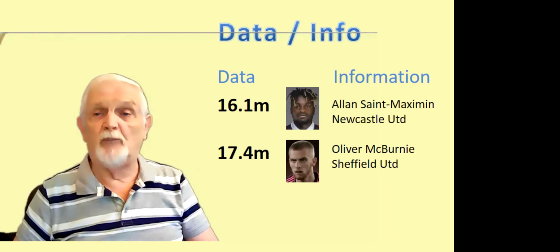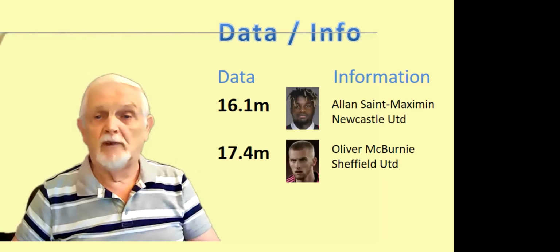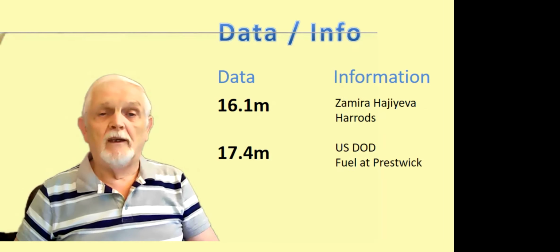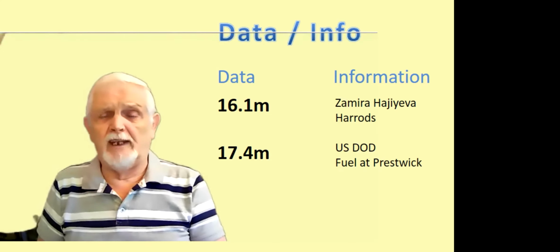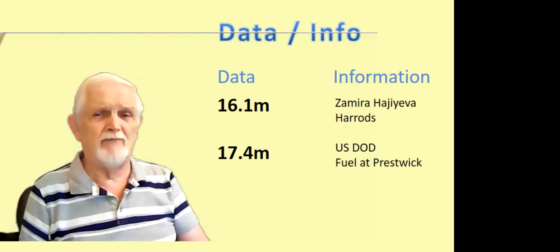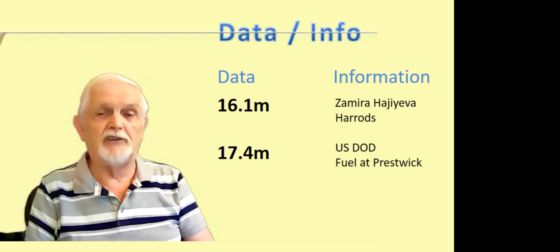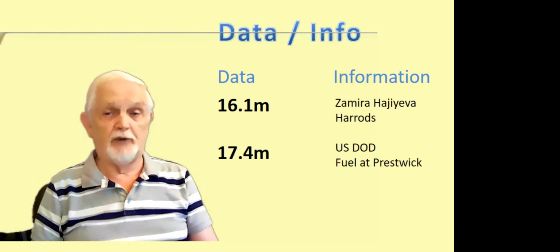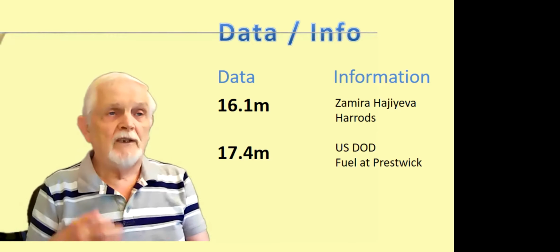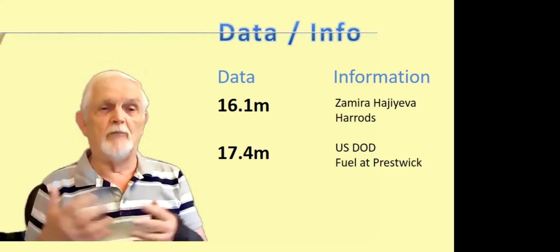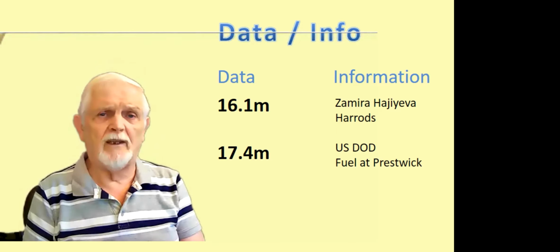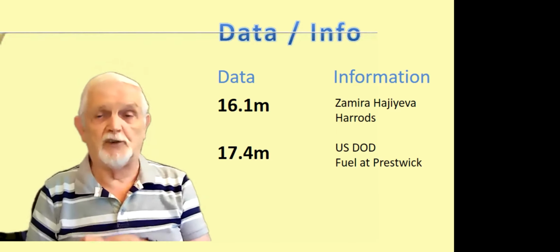I'm no football fan, but apparently that was the transfer fees for Alan and Oliver, whoever they are. And then other good news, bad news, you probably have heard the story of that woman who spent 16.1 million in Harrods buying all kinds of junk. Whereas down below, the Americans came to Prestwick and gave us 17.2 million for fuel for their planes. So I've just taken some ideas of 2 lots of numbers, and they mean different things in different contexts. Why'd I bother talking about that? Because that's exactly what happens in electronics.